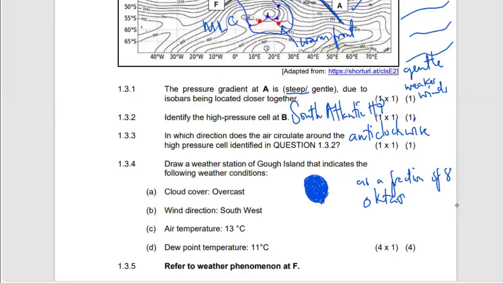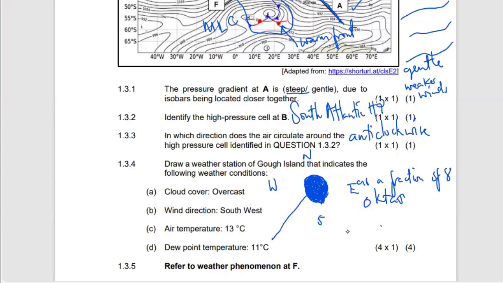Then wind direction. With wind direction, we are supposed to draw an arm stretching from the circle to the given direction where the wind is coming from. Remember always that when you are drawing your weather station, or when you are dealing with aspects of direction in geography, your west is always to the left and your east to the right. Then your north always to the top and your south to the bottom. So southwest, we are saying the wind is in this direction.